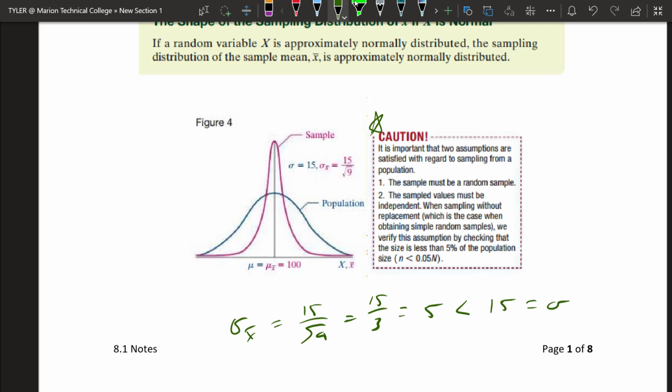So the two assumptions we're making are, one, the sample must be a random sample, so we need to be randomly selecting the sample. And number two is that the sample values must be independent. In order to check that, we have this condition where we want our sample size to be less than 5% of the population. If that condition is true and also the sample is random, then we've met those conditions.